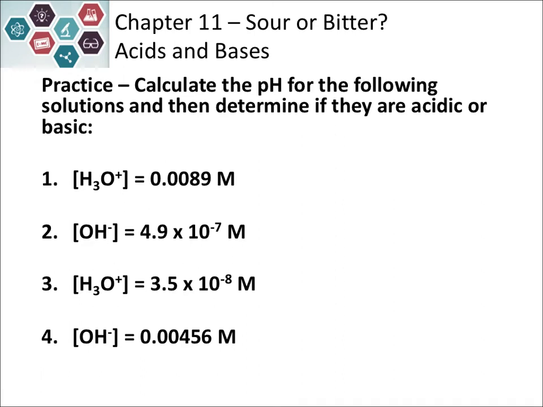Here's a couple examples. So for each of these, we're going to calculate pH and then decide if, based on that pH, it's acidic or basic. So first example, we're given hydronium. So all we need to do is take the negative log of that concentration. So we're going to do the negative log of 0.0089. If you punch that into your calculator, you should get a pH of 2.05. This is less than 7, so this is going to be acidic.